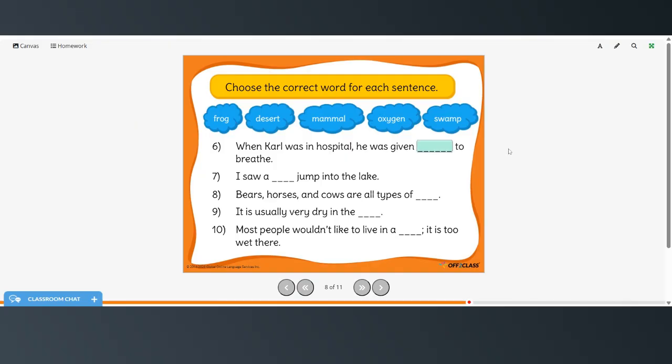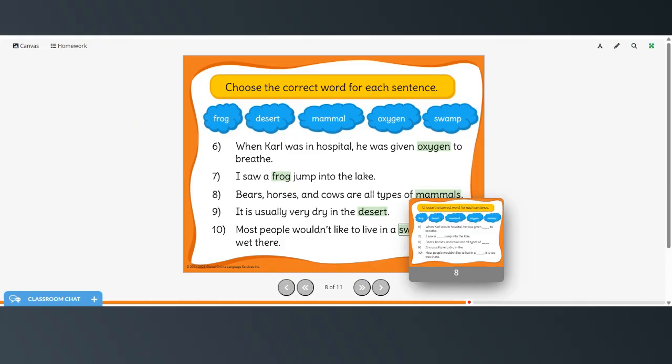So, when Carl was in the hospital, he was given oxygen to breathe. I saw a frog jump into the lake. Bears, horses, and cows are all types of mammals. It is usually dry in the desert. Most people wouldn't like to live in a swamp. It is too wet there.